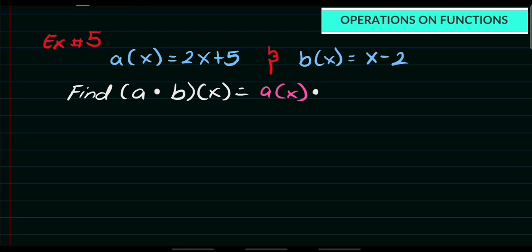There is another operation that uses a hollow circle, like this one. That is for composition of functions. So a solid dot means multiplication. So a of x times the value of b of x. The procedure is the same: let's substitute the values and then multiply the functions. Again, function a is 2x plus 5.